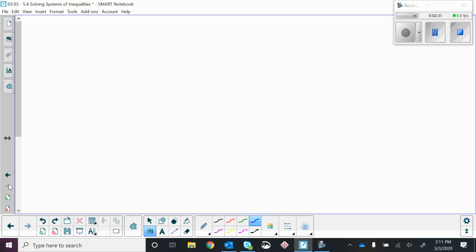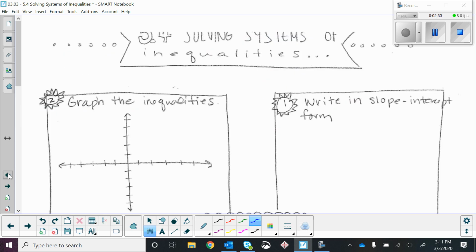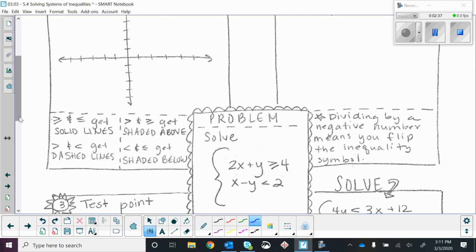So that's what we're doing today. We've got this one system of inequalities in the middle of your paper. We're going to do sections 1, 2, and 3 for that problem. And then down at the bottom right is a second practice problem that has 3 inequalities.